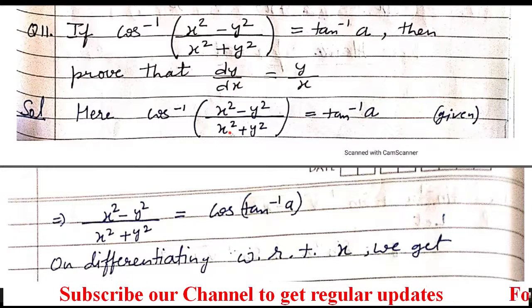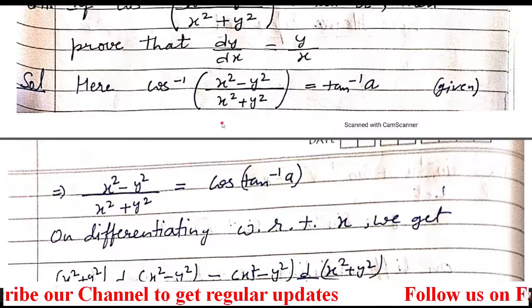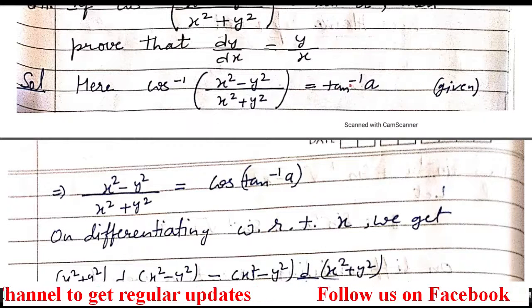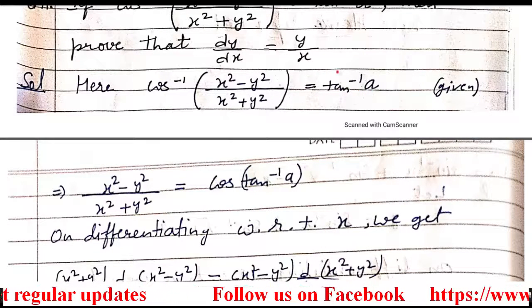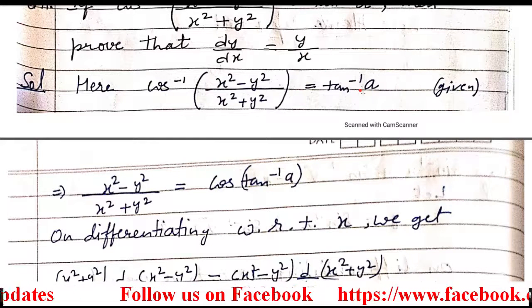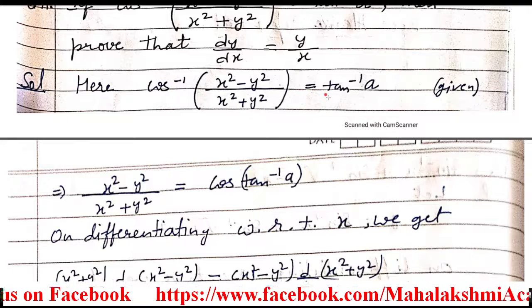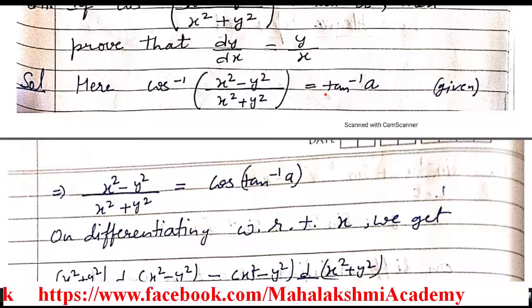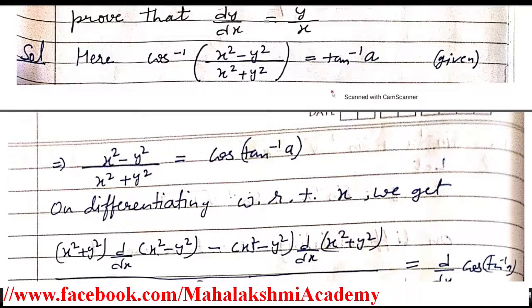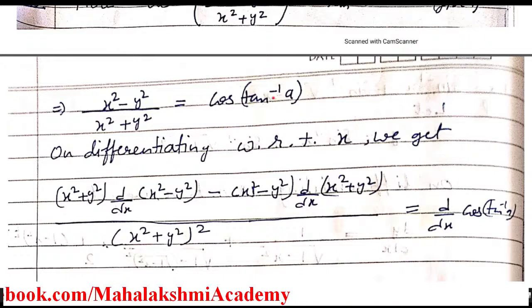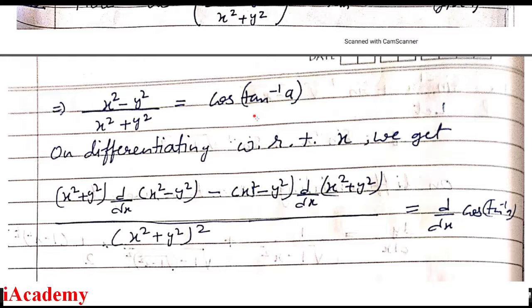So first I wrote the given equation. Tan inverse a is a constant because here the variables are y and x only. So I am shifting this cos inverse to the other side to reduce the calculation burden. When we shift it, it becomes cos of tan inverse a, and its complete is a constant. So if we differentiate, this becomes 0. Now we have to differentiate it with respect to x.